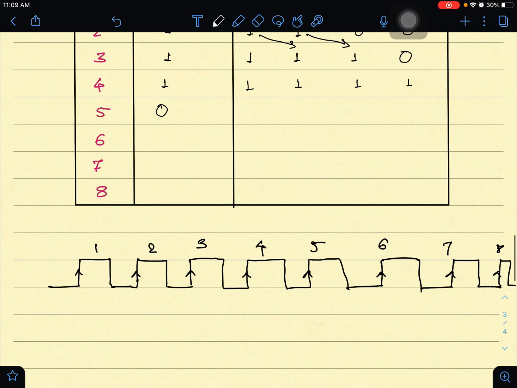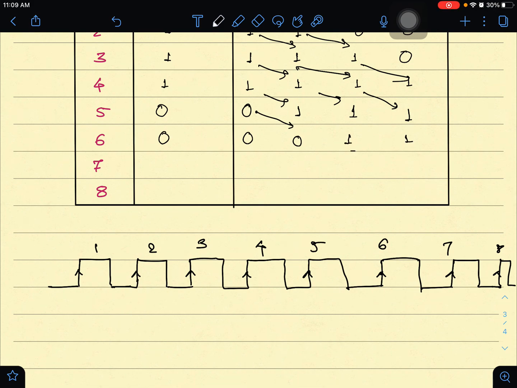That goes with just this truth table. What happened? Zero was entered here. This one is shifting here, and this one is shifting to the right side. Now at the next clock pulse, this 0 is shifting to the right side, and new data will be entered. That is 1 1. The other two remain constant.